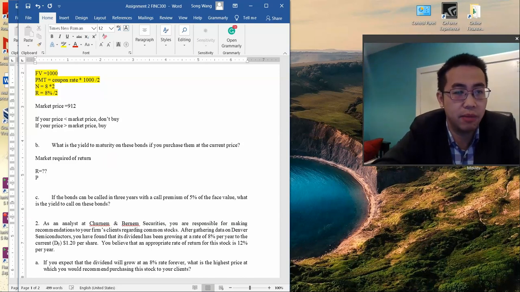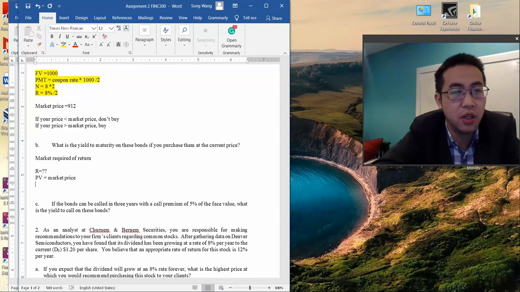You should have present value. What is your present value? Clearly, that's the market price that's given. You should have the payment, which is the same.